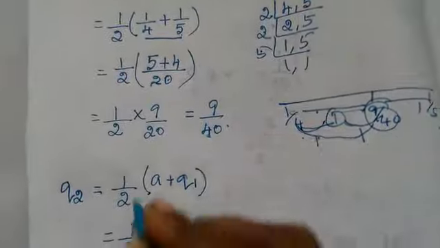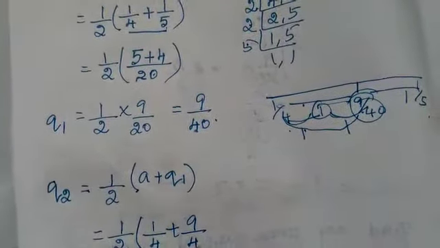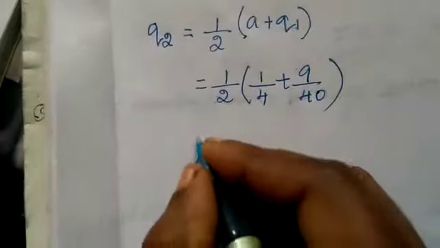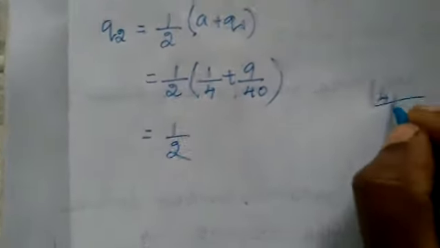1 by 4. Now what is the value of Q1? 9 by 40. Now can you add these numbers? No, because the denominators are different. We want to take the LCM.